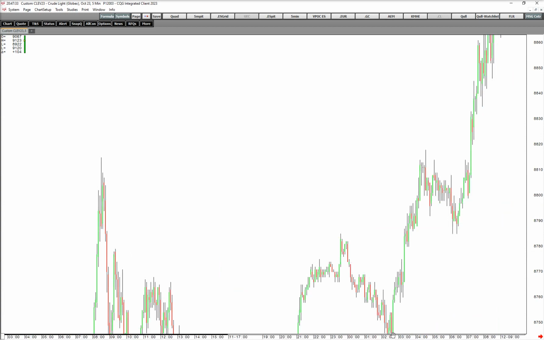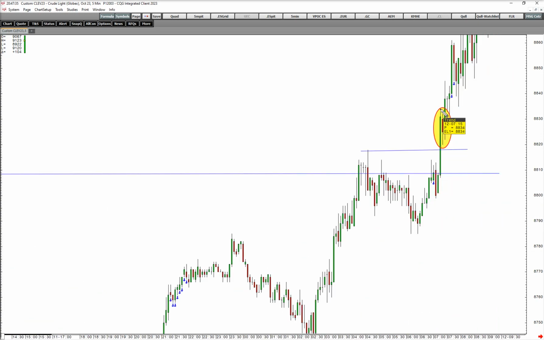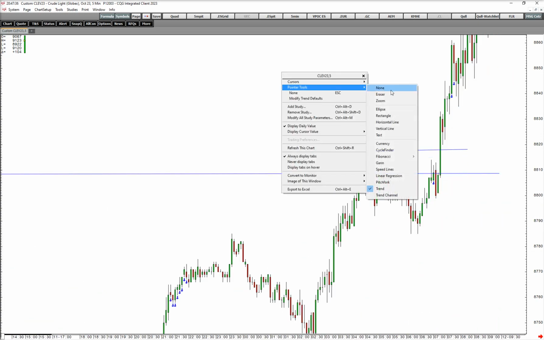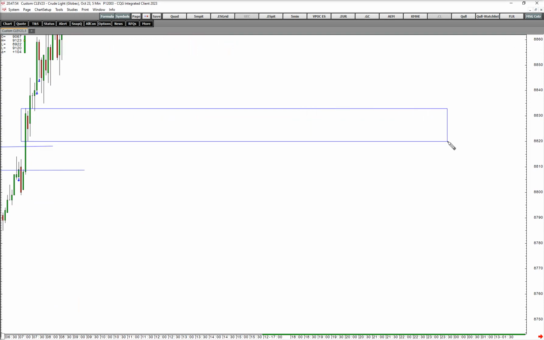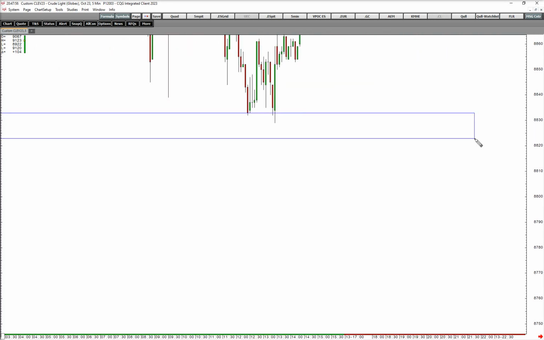It's the top of this triangle, and there's something else really interesting here. Entering a bald man pattern, you would do so on a break of this high, 88.33, and your stop would be below this low here, 88.20, a 13-cent stop. And let's drag this across. It's all the way to 88.20.